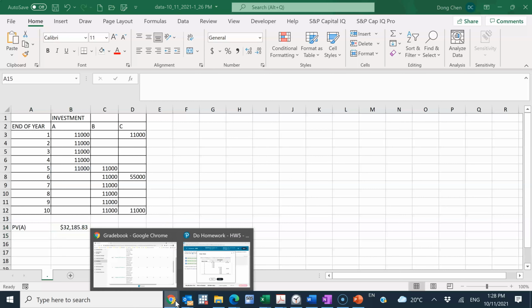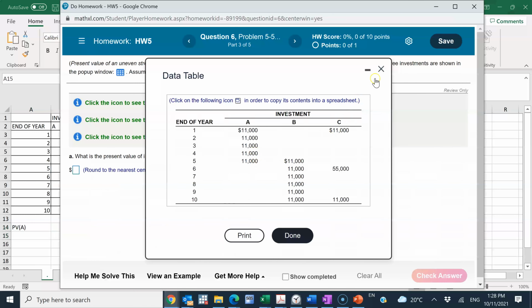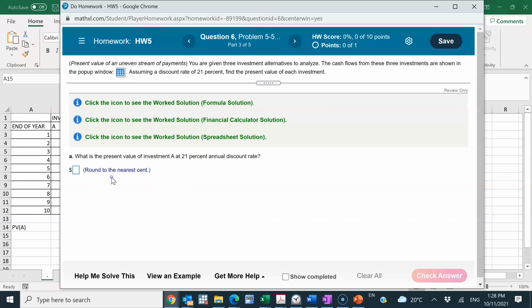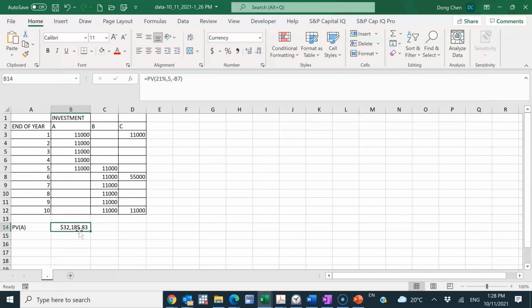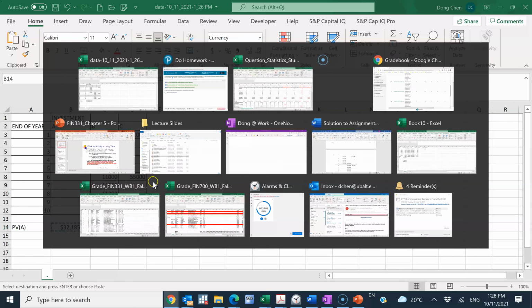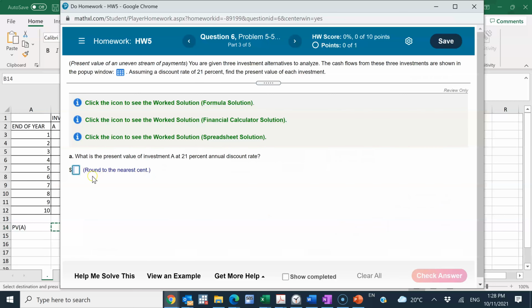Then go back to the setup and find out the rounding requirement: round to the nearest cent. I believe that's what we already did. If not, then we can just round this to 2 decimal places, and that will follow this requirement. Then we can just copy the number back, and don't forget to get rid of the dollar sign. I believe we can keep the comma here. It's acceptable by the lab. Check my answer, and continue that for B.